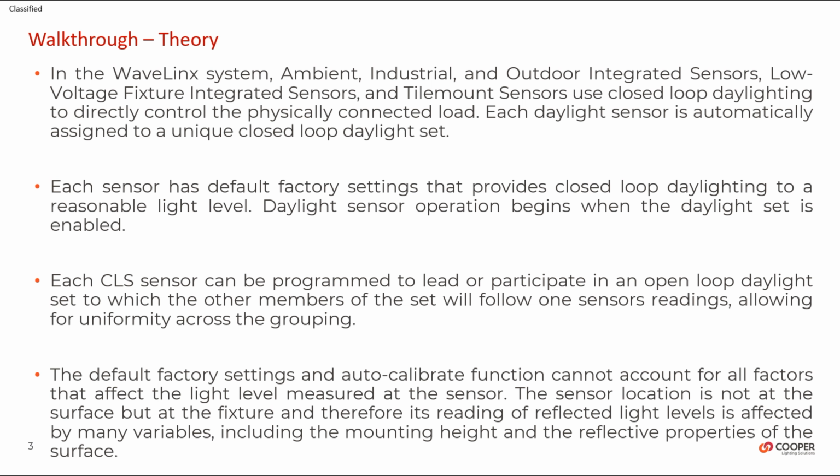The default factory settings and auto-calibrate function cannot account for all factors that affect the light level measured at the sensor. The sensor location is not at the surface but at the fixture, and therefore its readings of reflected light level are affected by many variables, including the mounting height and the reflective properties of the surface.